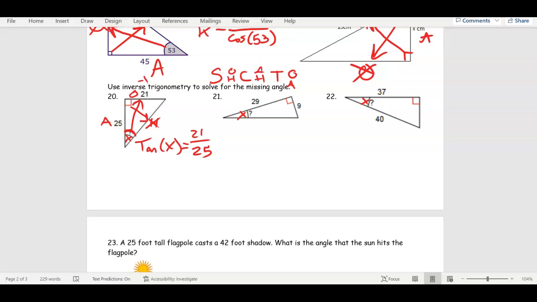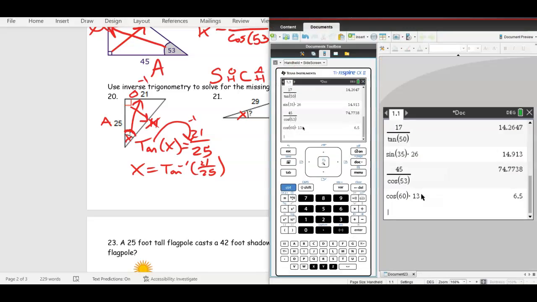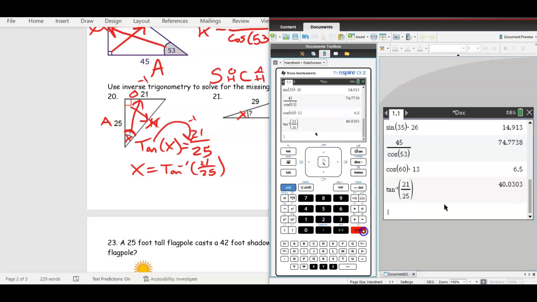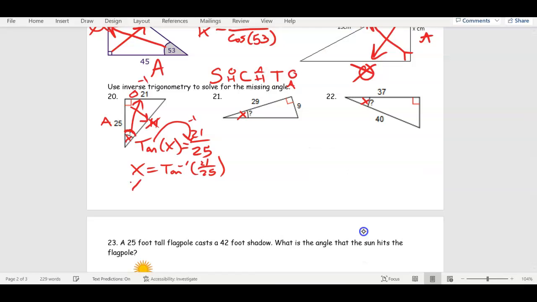And then remember, we move the trig to the other side. Tan goes here, but it has to be inverse. So x equals tan inverse 21 over 25. Tan inverse 21 over 25, and I got 40.03. And since that's a missing angle, it's going to be in degrees.